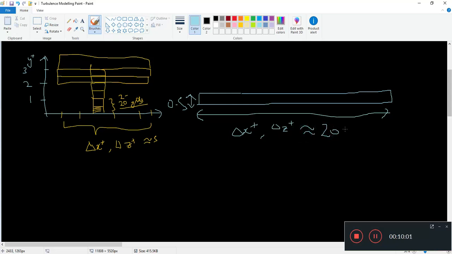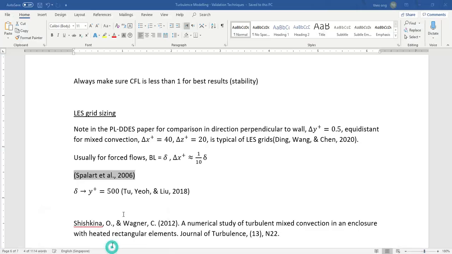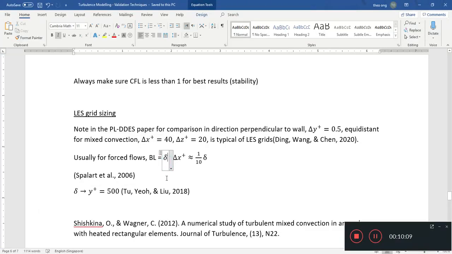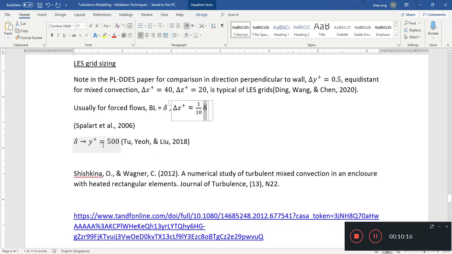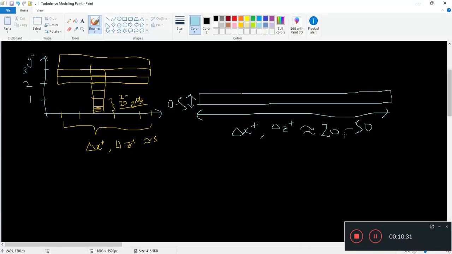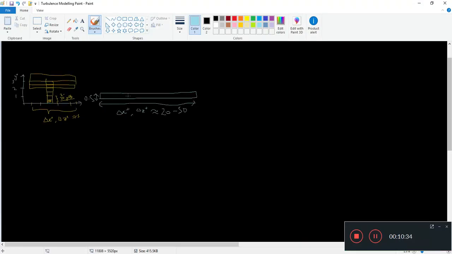20 to 50. Okay, so if you consider the boundary layer, the good guideline for delta x plus is that you take it to be 1/10 of the boundary layer thickness. And for a typical boundary layer thickness, you have y plus going up to 500. So that's how thick the boundary layer is if you want to take some ballpark figure. So delta x plus equals 50 is quite reasonable for an LES grid. This is about 10 times bigger, just to give you an idea of scale.